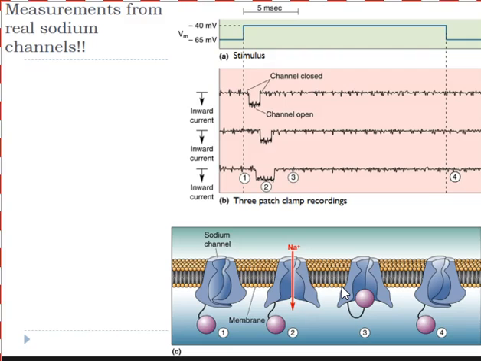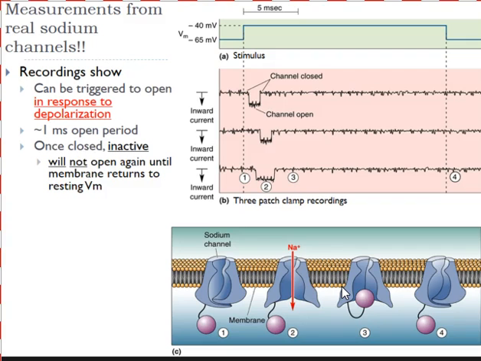There's another technique that's mentioned here. I don't want to get into it. It's called a voltage clamp. It's different from a patch clamp. The point is they can manipulate the membrane potential by just basically injecting current into the neuron. And then they can use patch clamp recordings to record from the individual channels. So these are patch clamp recordings of individual channels.